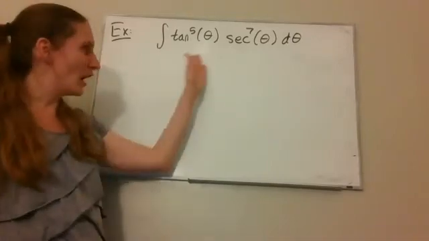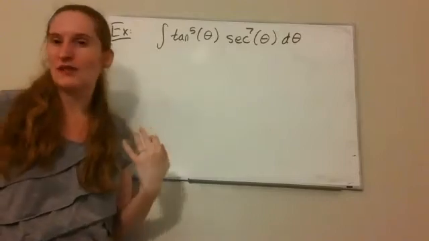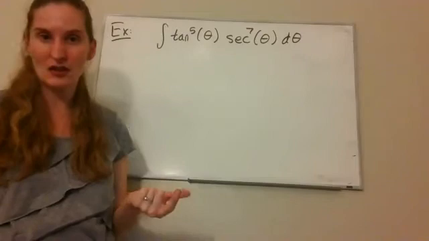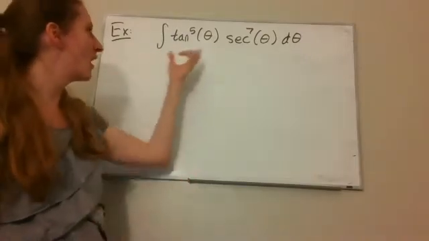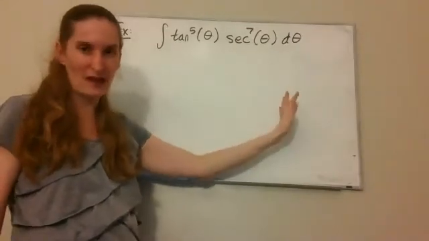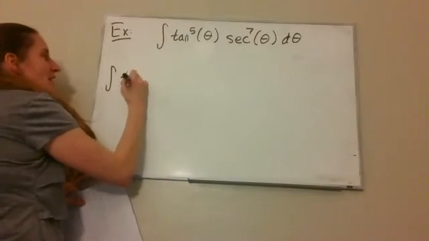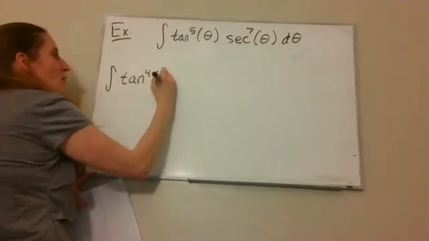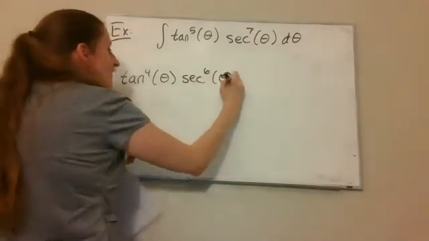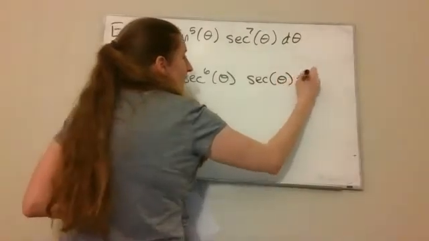This time I have odd powers of tangent and secant. And I know that if u is equal to secant, then my du involves secant times tangent. So I'm going to separate off one secant and one tangent, kind of push it to the side. When I do that, I'm going to just rewrite the integral as tangent to the 4th times secant to the 6th times my other secant and my other tangent.